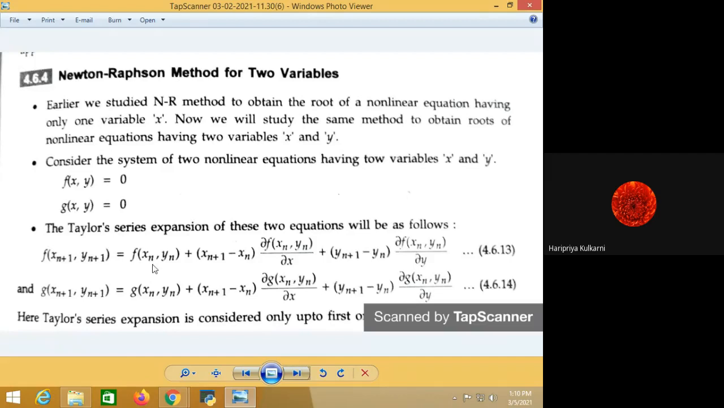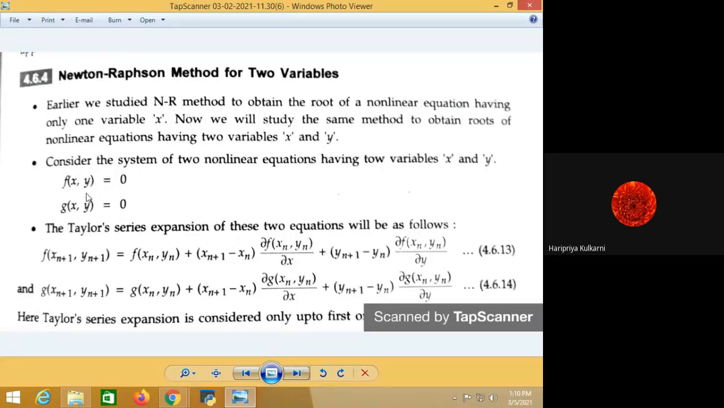Okay, so f of xn, yn plus x of n plus 1 minus xn into derivative of f with respect to x. Plus, now you can see this term and this term are the same, only the difference is here x of n plus 1, here it is y of n plus 1. It is derivative of f with respect to x, here it is derivative of f with respect to y. Otherwise this term and this term both are the same. Okay, so we are differentiating f with respect to x once and with respect to y once.